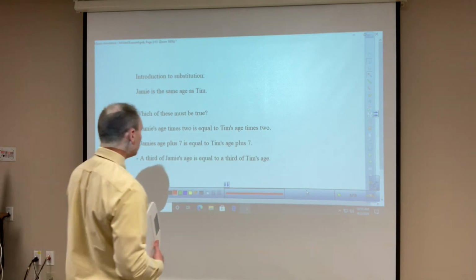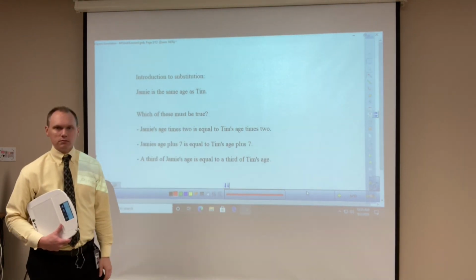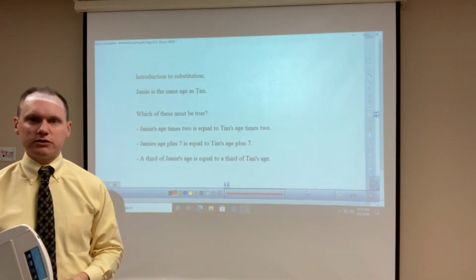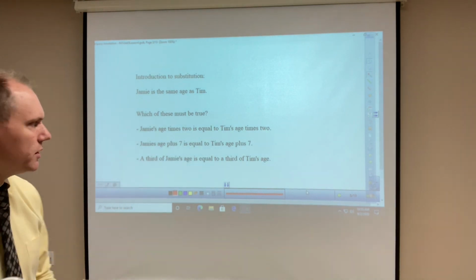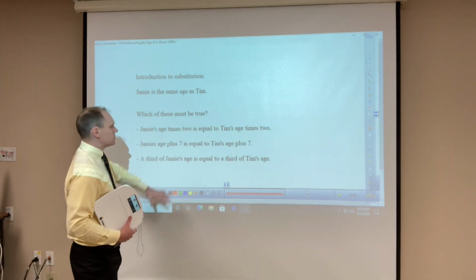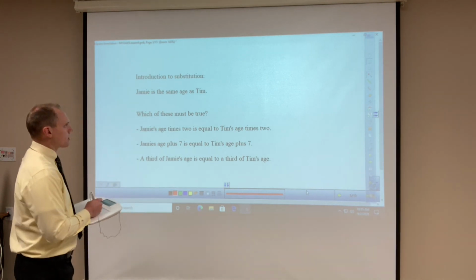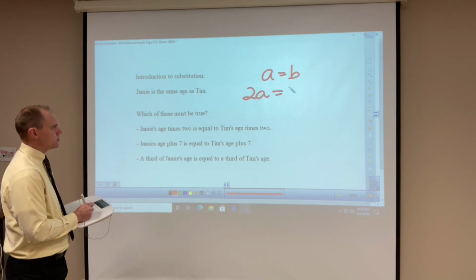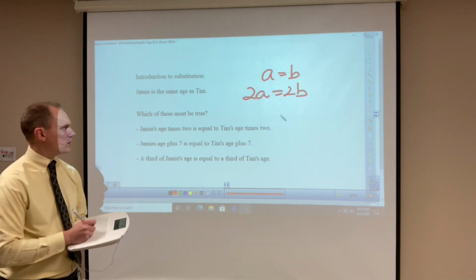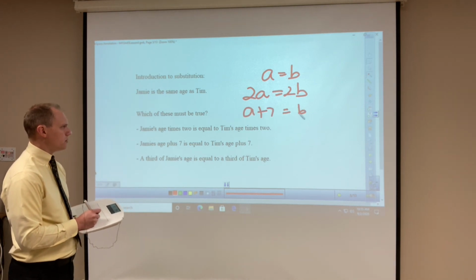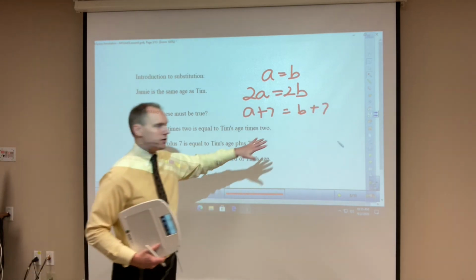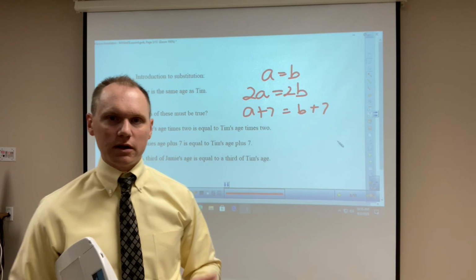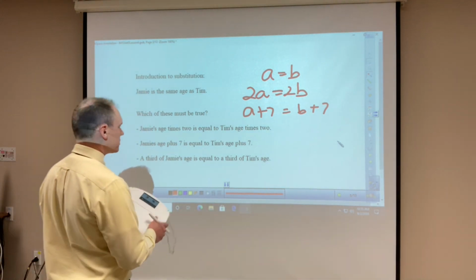Hopefully you're saying that yes, all of these will be true, because we're doing the same thing to both people's ages. And so, of course, these further statements are going to be all true. All right? So that means that if we have A is equal to B, that means that 2A is equal to 2B, and so on, right? A plus 7 is equal to B plus 7. Right? As long as we do the same thing to both sides, then we have an equivalent statement, right? Given what we started with, the equation we started with.